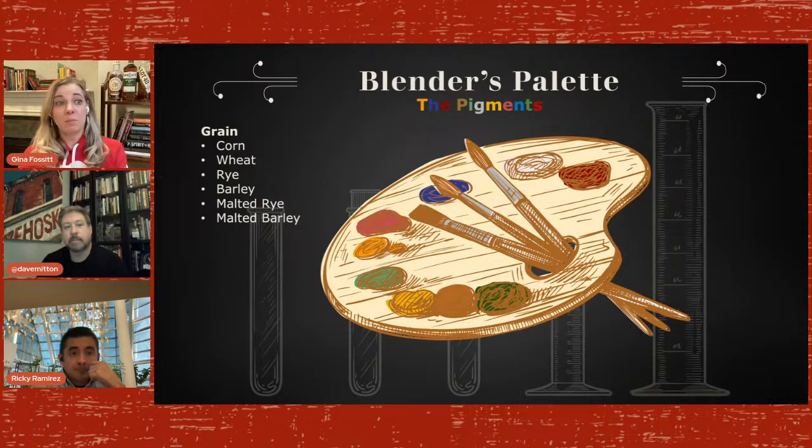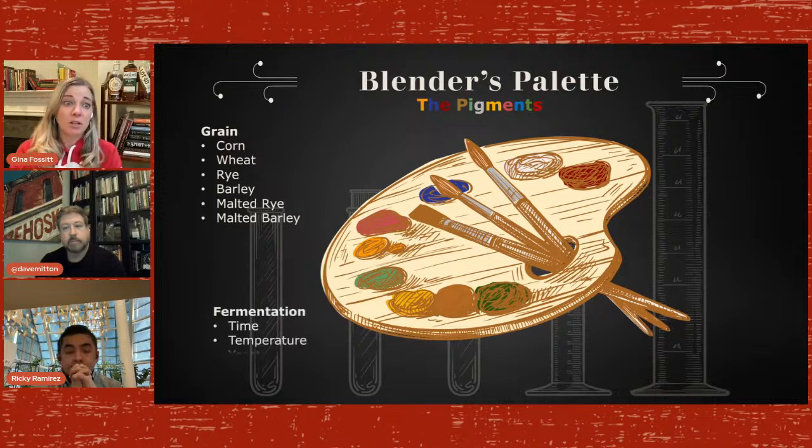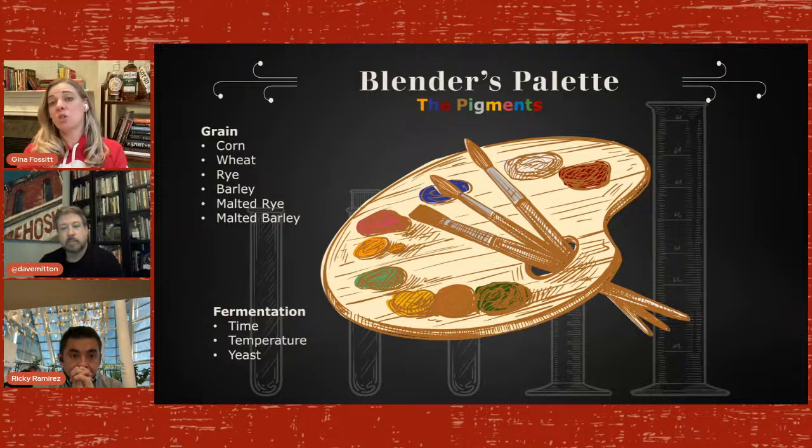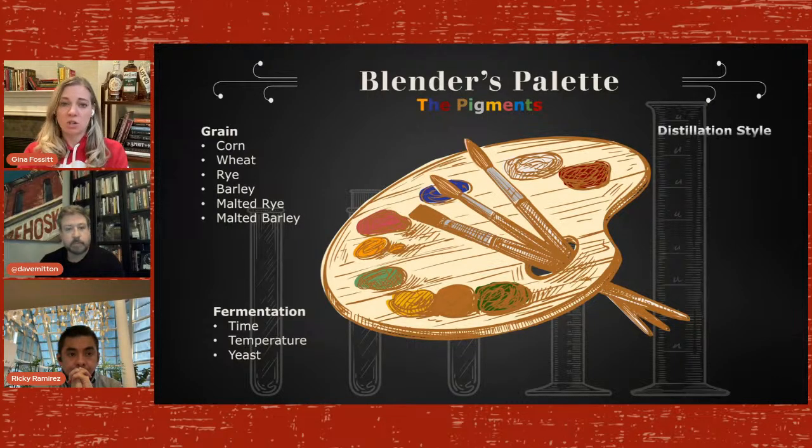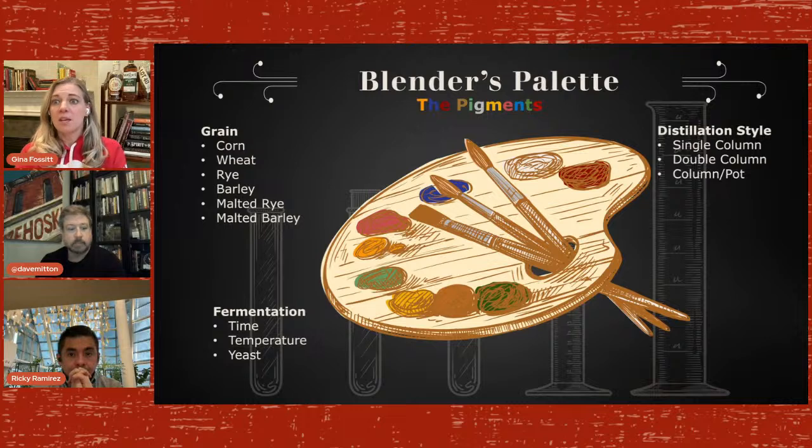So we can manipulate the grain, that would be a pigment. At Hiram Walker, that would be corn, wheat, rye, barley, malted barley, right? Fermentation, lots of things that you can do there. You can change the time of fermentation. You can change the temperature. You can change your yeast strain, how much nitrogen, when you're adding nitrogen, all kinds of things there.